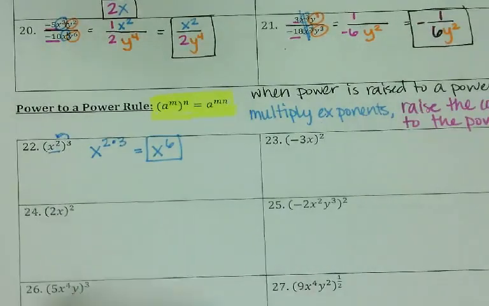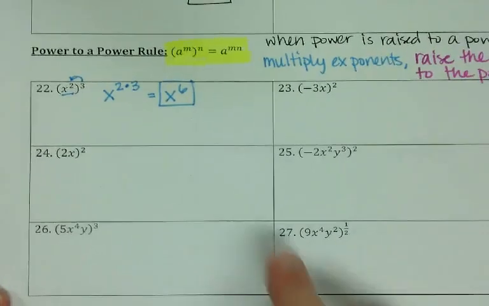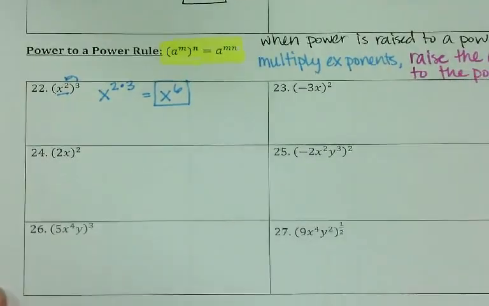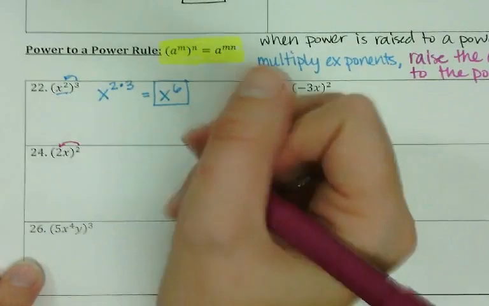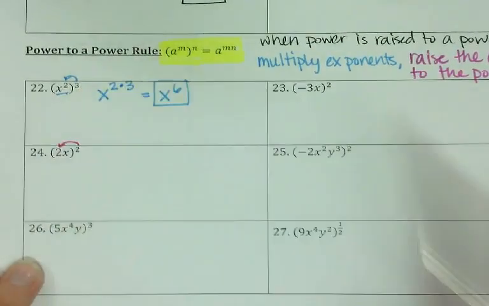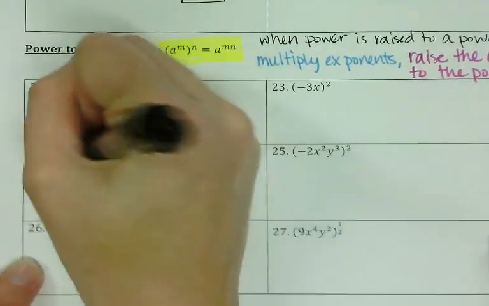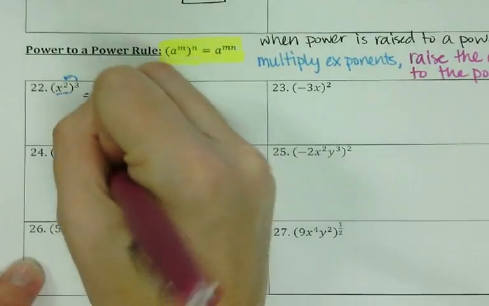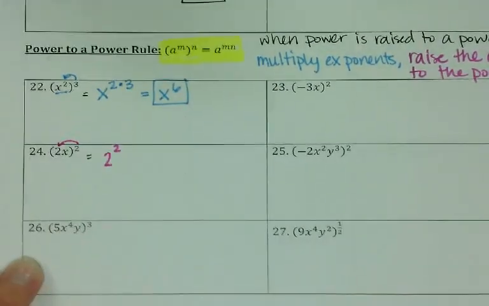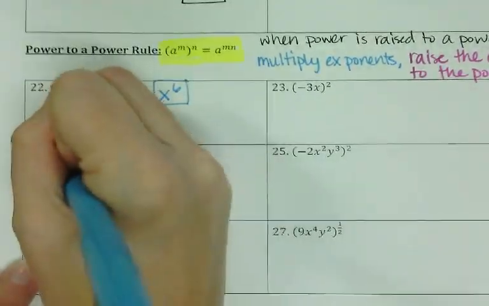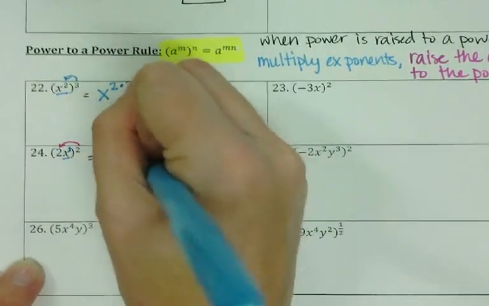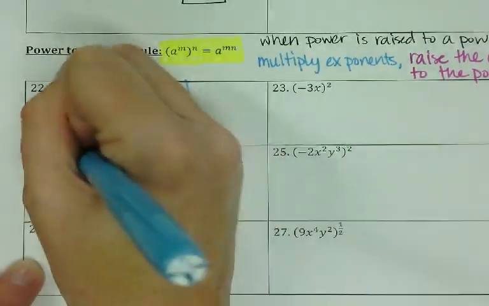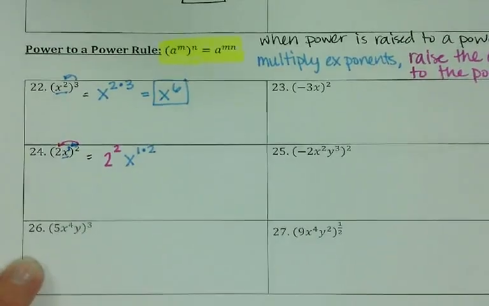All right, we're going to go down. We're going to do all these even ones first, okay? We're going to multiply our exponents and raise the coefficient to the power. So, guys, this is where a lot of people get confused. So this right here will actually become 2 squared. And then we take our x, and remember that's like a 1, and it's x to the 1 times 2, because what we're doing is multiplying.